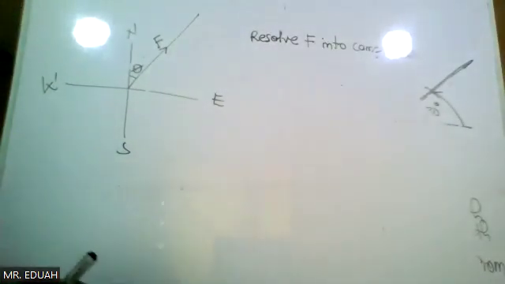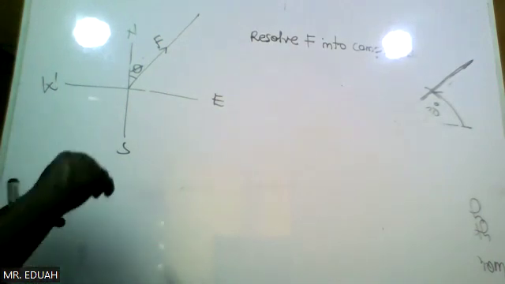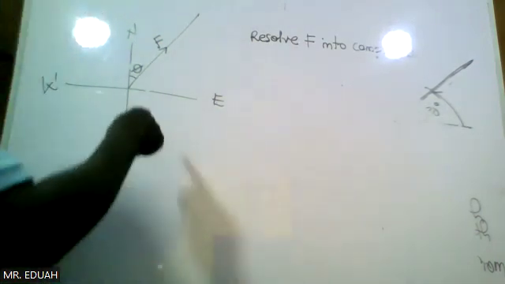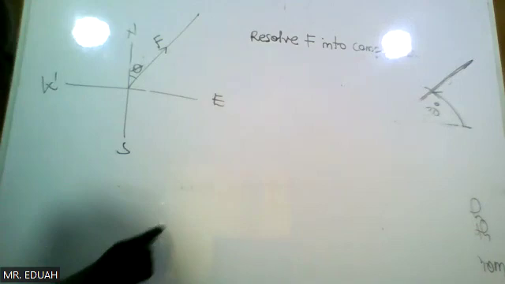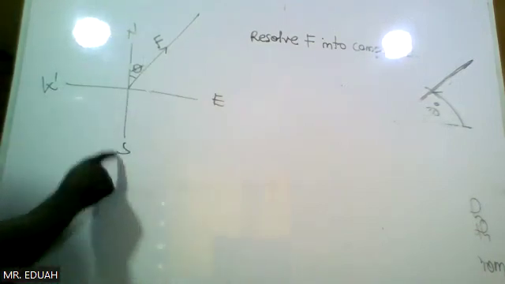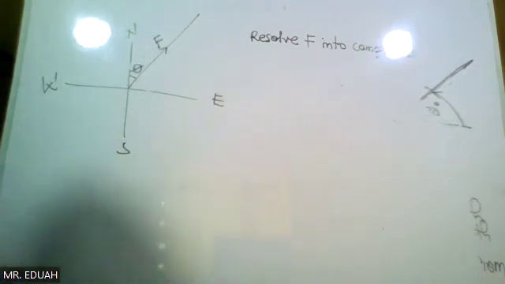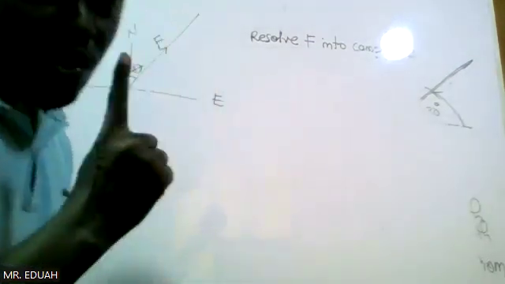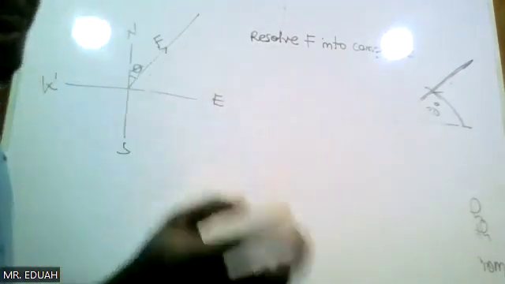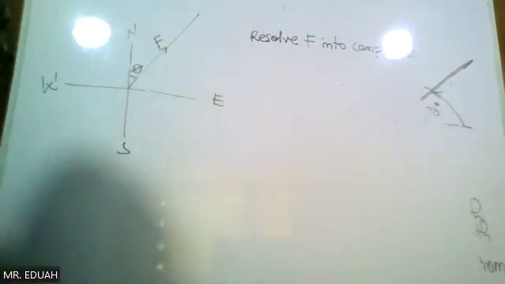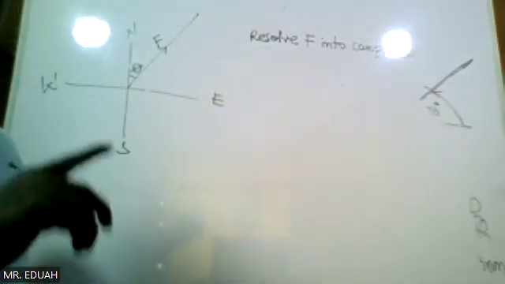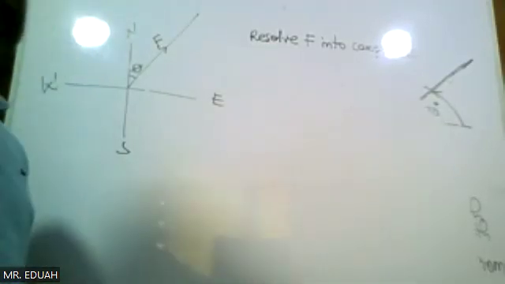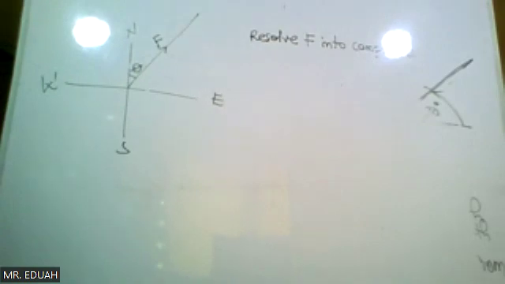Don't forget that I said earlier, when the force is along the Y, north, south, west, east axis, it only has one component. But the moment it is in between, it will have two components. So I'm going to look for its vertical component and then the horizontal component.